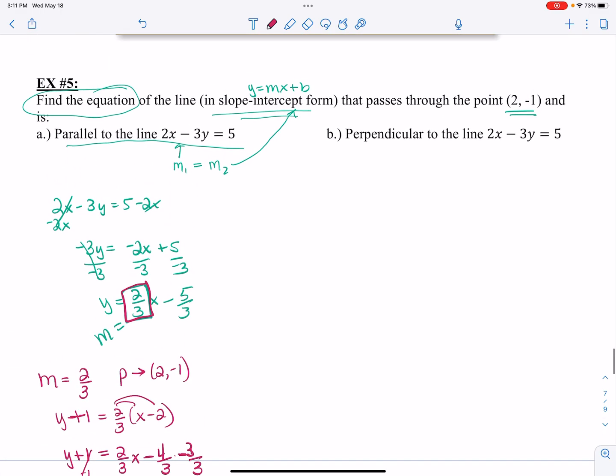Maybe pause the video, try B, the same idea, only this time the slope of the line I get from that equation is going to be perpendicular to my slope. So pause the video, try it, then join me back in a moment.